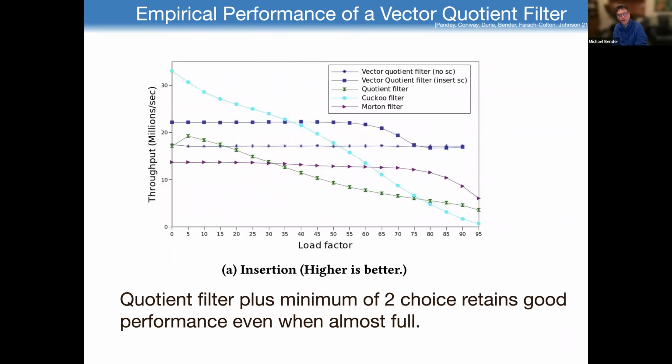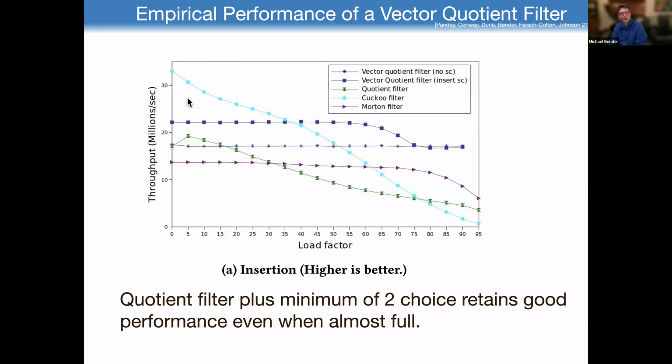I wanted to end with one empirical slide and then a conclusion slide, which basically describes how different data structures perform as the load factor gets higher and higher. The load factor is how full the data structure is. As the data structure gets fuller and fuller, what happens to the performance? This is measuring throughput for insertions, and we want good throughput, so higher is better.